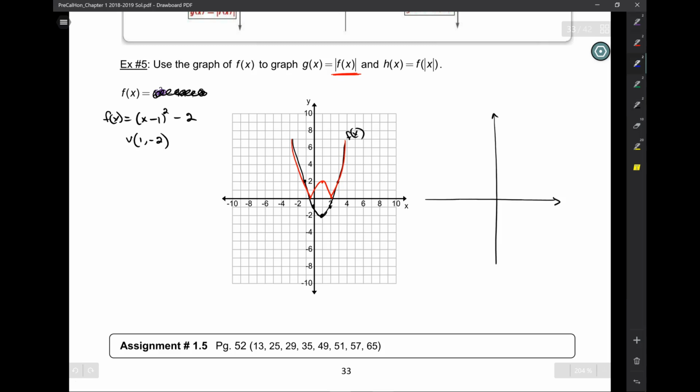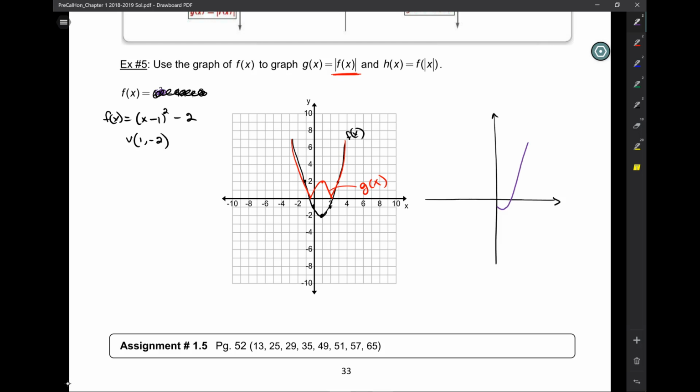So now, what did f of x look like? F of x was this parabola. So here, let me label this. This red one is g of x. So for h of x, we're going to look at the original parabola in the black. Do you see that? Everything that's on the positive x-axis will stay as is. And that sort of looks like that. Is that right? Okay. Yes, that's right.